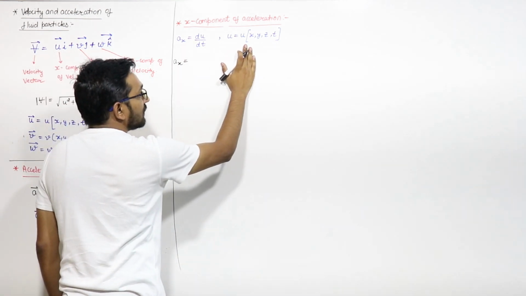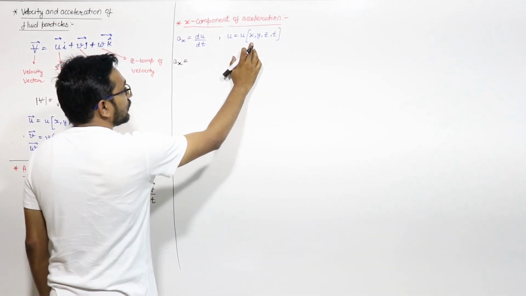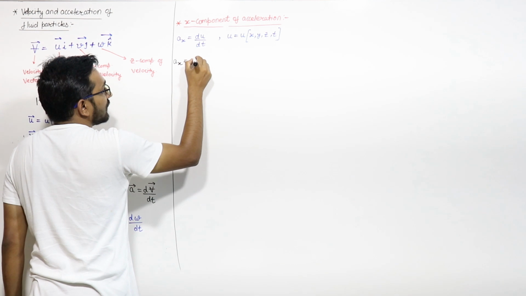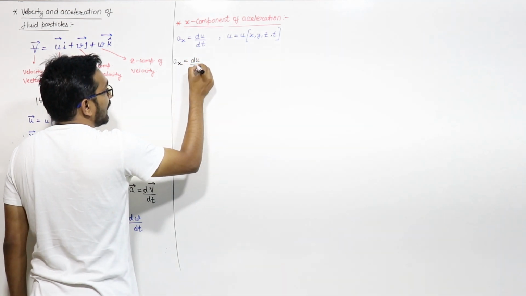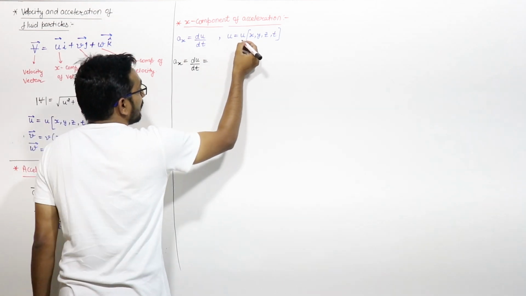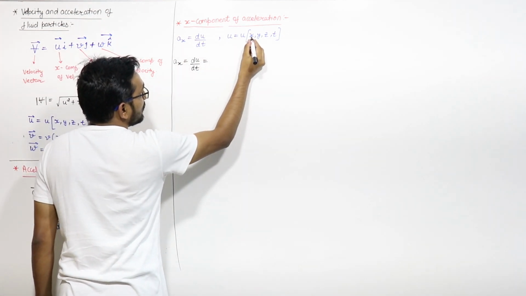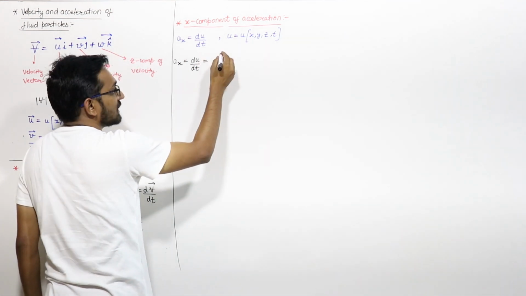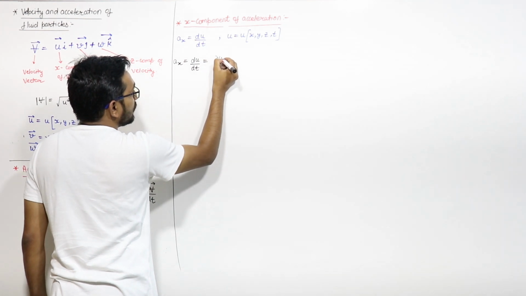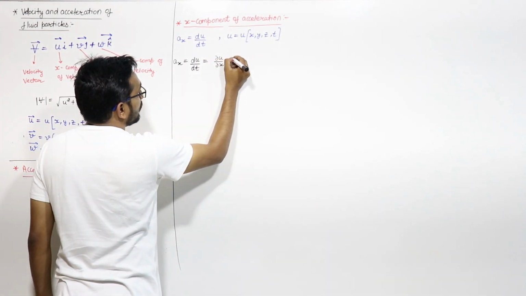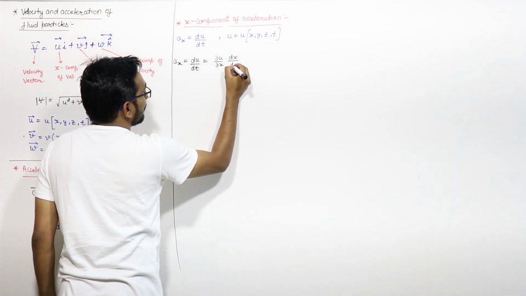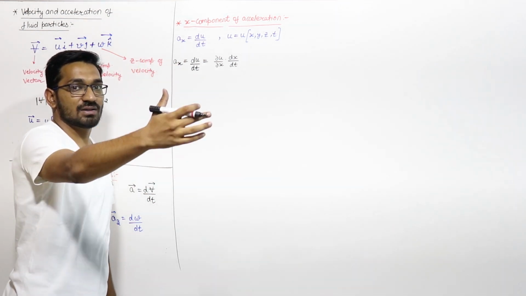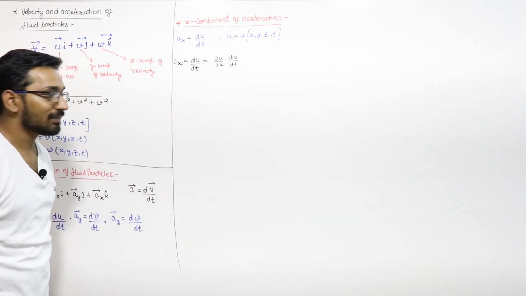How to differentiate it? This is a function of x, so you know the partial differentiation rule. We want to find du by dt. So du by dt can be solved like this: first differentiate u with respect to x, then differentiate x with respect to time. This will be del u by del x into dx by dt. If u is a function of x, and x is a function of time, you can differentiate like this.